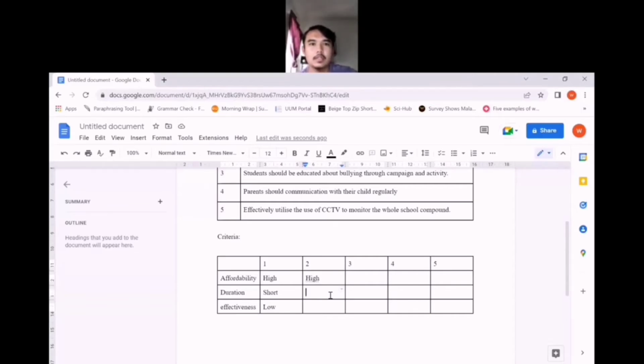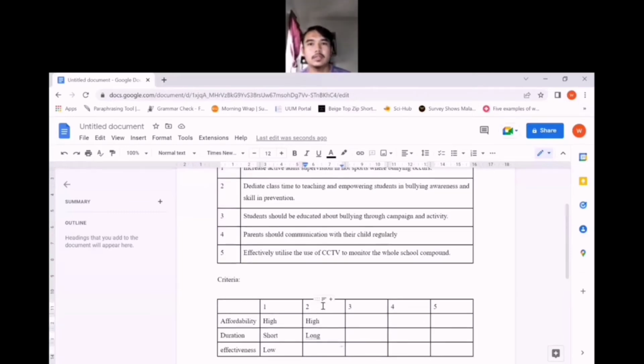Okay, for the duration of the solution to be a success, I think it will take a long time. This is because the solution needs both contributions, from teacher and student, to make the second solution a success. If the teacher does not have time to dedicate a class and students are also busy with their homework, the effectiveness of the second solution will take a long time to achieve.